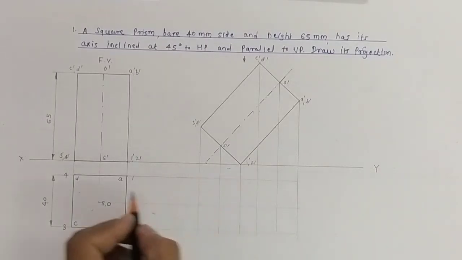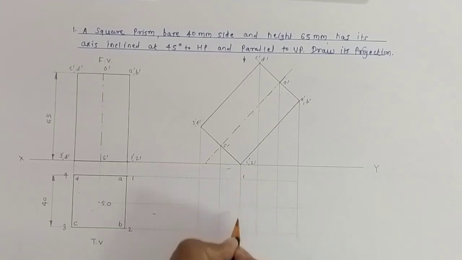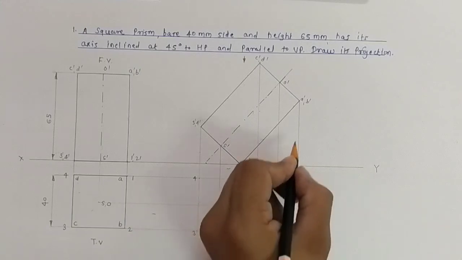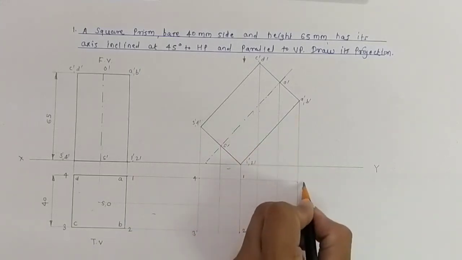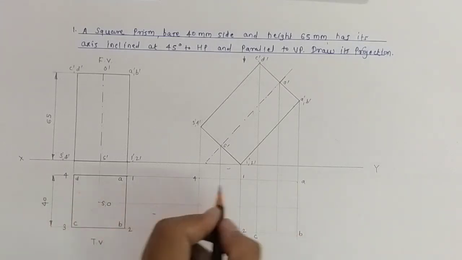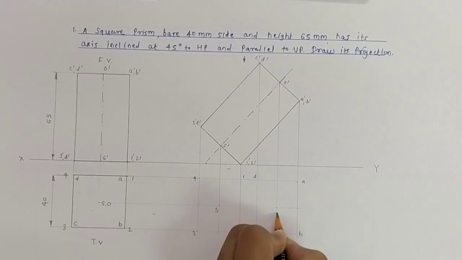So this is the base. I want to look at 1. This point represents 1. 2. This point represents 2. 3. 4. Again here, top face A, B, C, D, and the axis represents S and O.